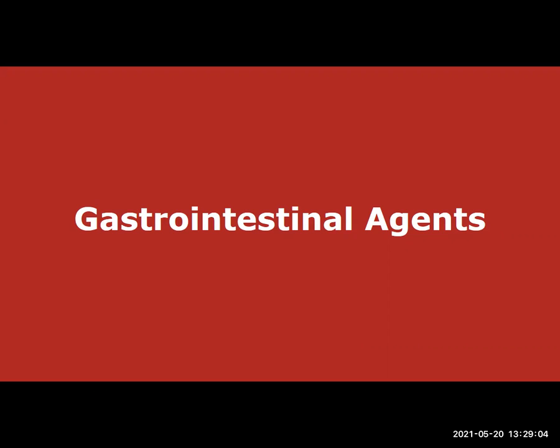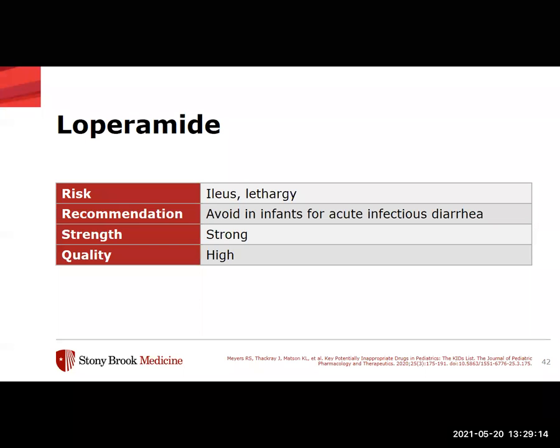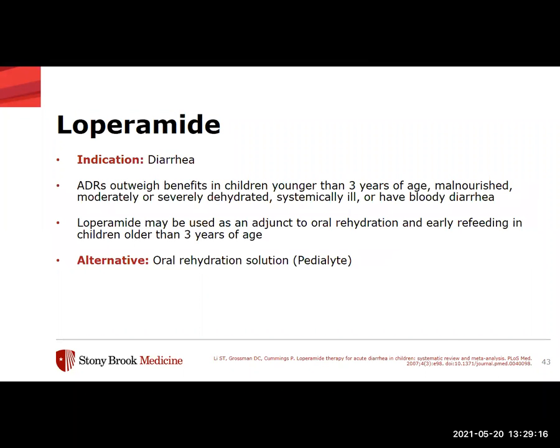All right, so our next class of medications on the kids list are the gastrointestinal agents, and I only have one for you guys today. Loperamide is an antidiarrheal medication that is recommended to be avoided in infants for acute infectious diarrhea due to the incidence of ileus and lethargy. When speaking about the risk of ADRs associated with loperamide, typically risks outweigh benefits in those who are younger than 3 years old, malnourished, moderately or severely dehydrated, systemically ill, or who have bloody diarrhea.